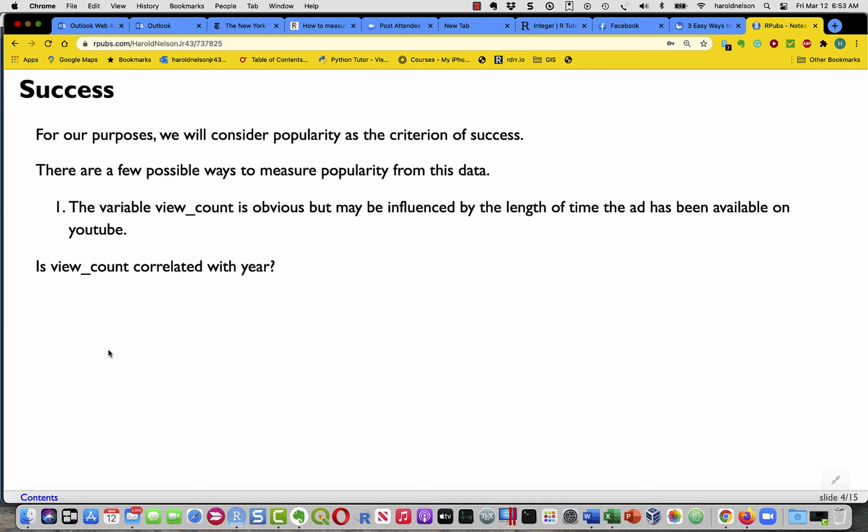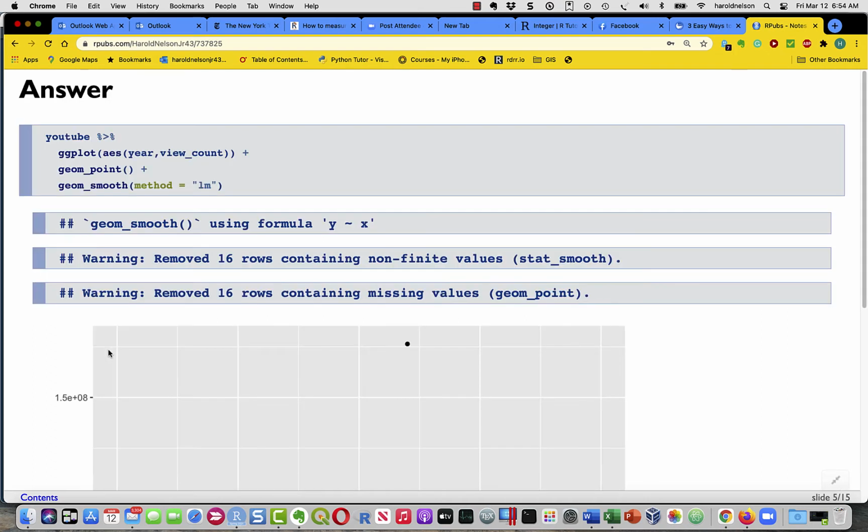Okay, so this is the first point where I'll say stop. Don't look at what I did. Go ahead and try this yourself, okay? See if you can examine the relationship between view count and year. Okay, you're back. I assume that you've done the work.